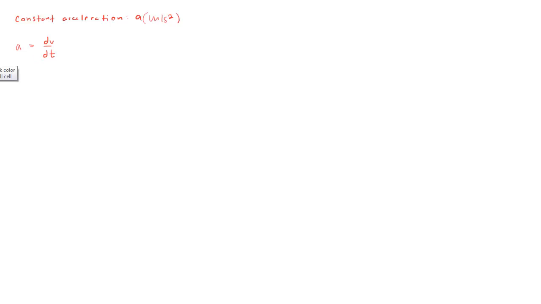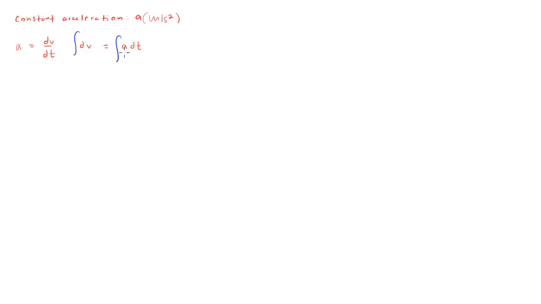Well, let's do some rearranging here. We get dv equals a dt. All right. Well, we know that acceleration is the derivative of velocity. And logically, it follows that velocity we can find by integrating our acceleration. So let's do that.